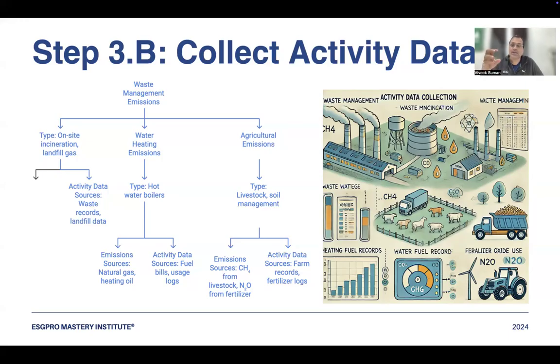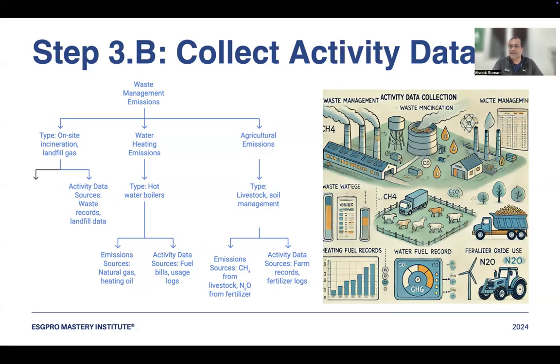There could be a possibility you have a water heater, which is also emitting carbon dioxide. It could be a hot water boiler, which uses natural gas. Through natural gas they are heated, or it can be heated through the fuel bills. And the activity data here is the fuel bill or usage logging, how much that heater or boiler has been used.